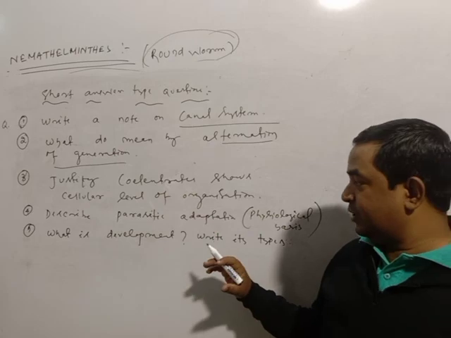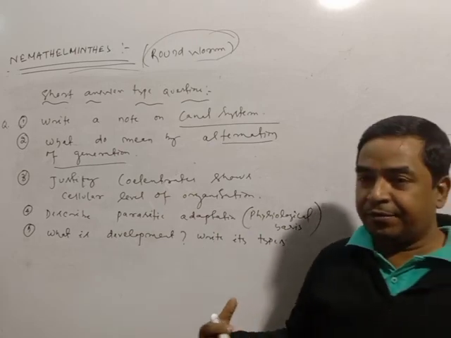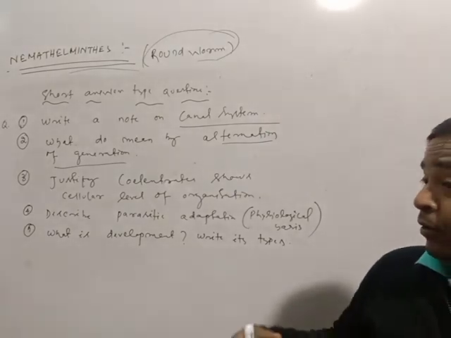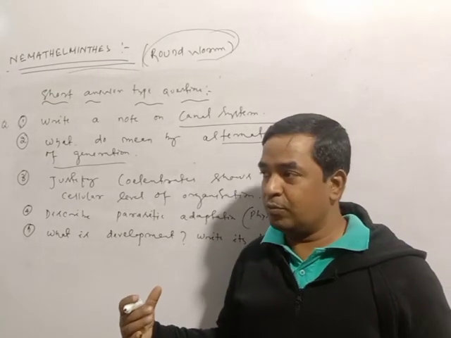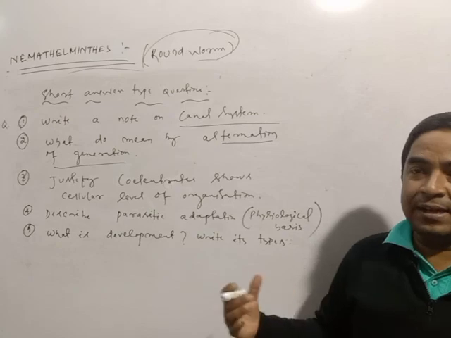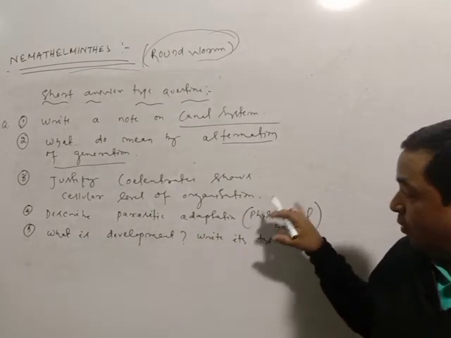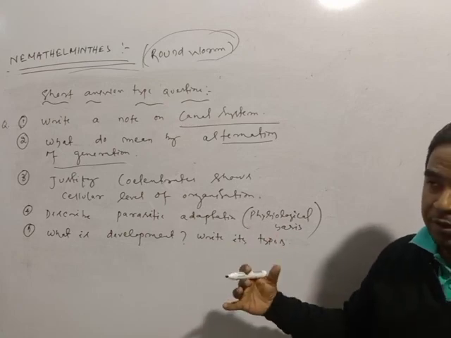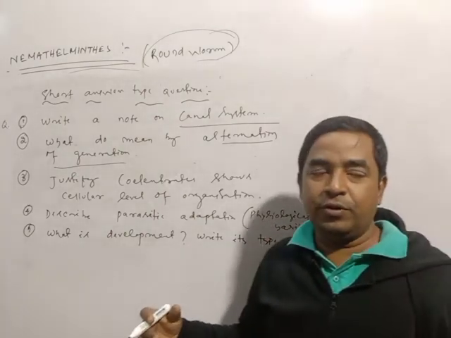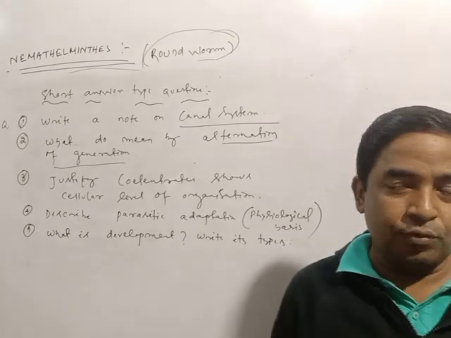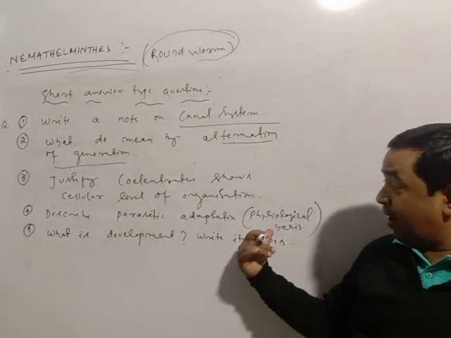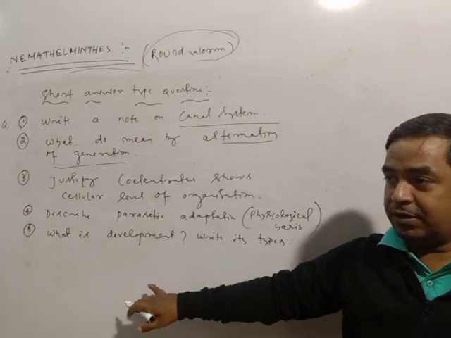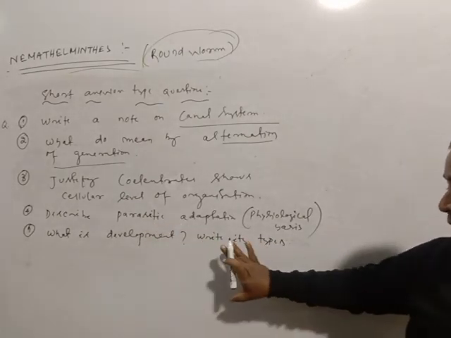Now, describe parasitic adaptation. See, a parasite adapts itself, acclimatizes itself, adjusts itself to survive inside the host body by changing certain characteristics. So how, physiologically? Physiology means study of life processes, the functions of tissue, cell, organ, etc. How physiologically they are adapted, and what is development? What are its types?